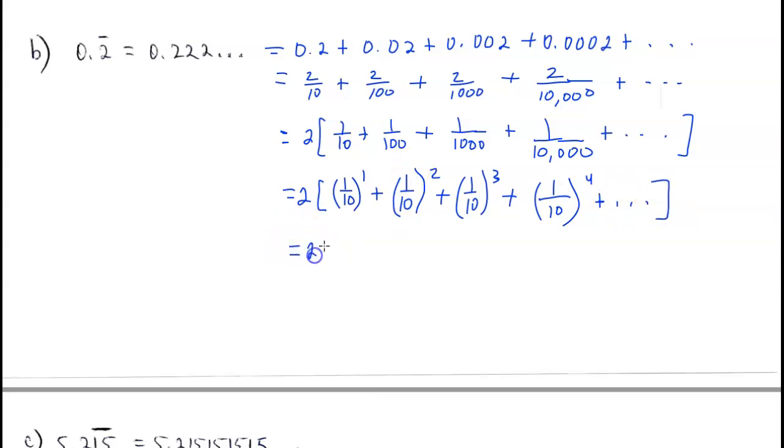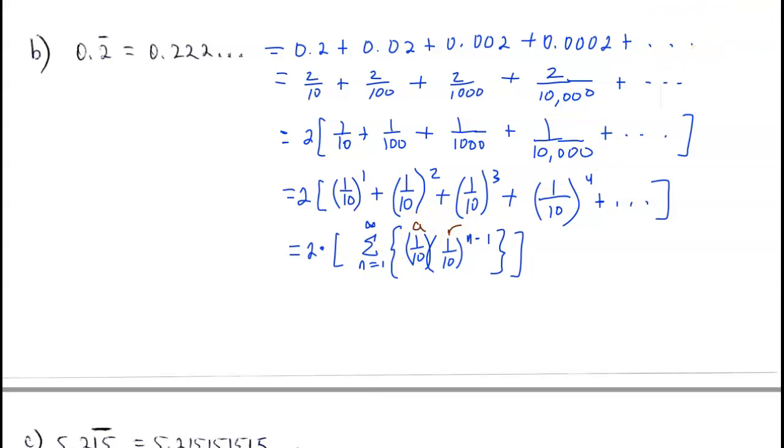So here we recognize that we have 2 times some geometric series, and we're going to write it in summation form. The first term in this series is going to be 1/10. And we see that the common ratio is also 1/10. So we're going to say this is 1/10 raised to the n minus 1. And of course, we know that this 1/10 is A, and the other 1/10 is R.